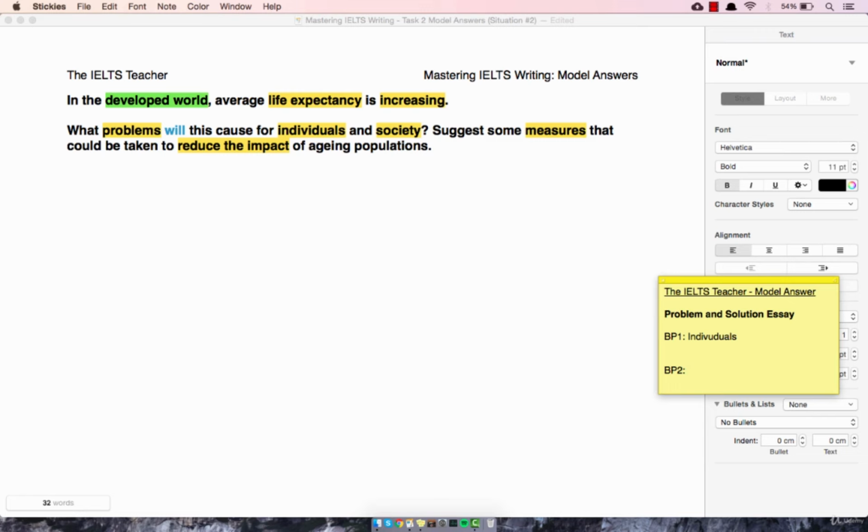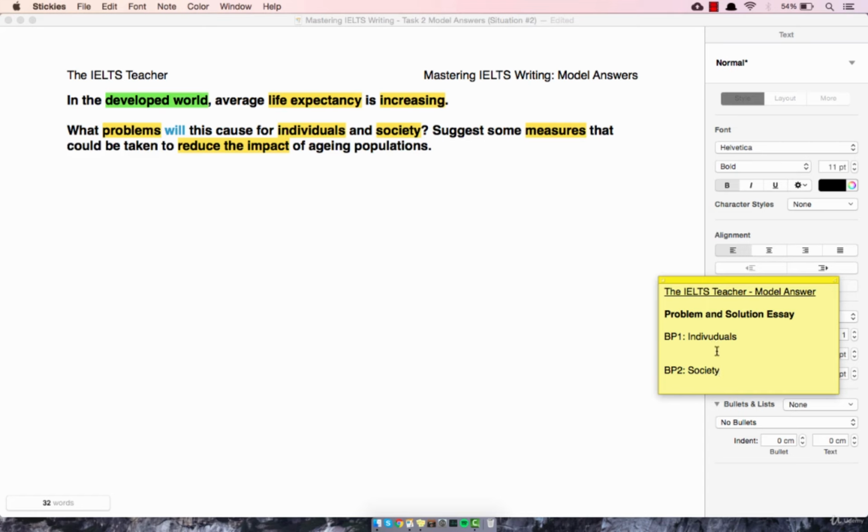Not all tasks will give you that opportunity, and you have to create that opportunity for yourself. But do try to notice when those opportunities are made available to you. They show a really nice understanding of the task, thus improving task response, task achievement, while also improving coherence and cohesion by giving clear central themes to each of the body paragraphs. Okay, so we're first of all going to look at problems for individuals.